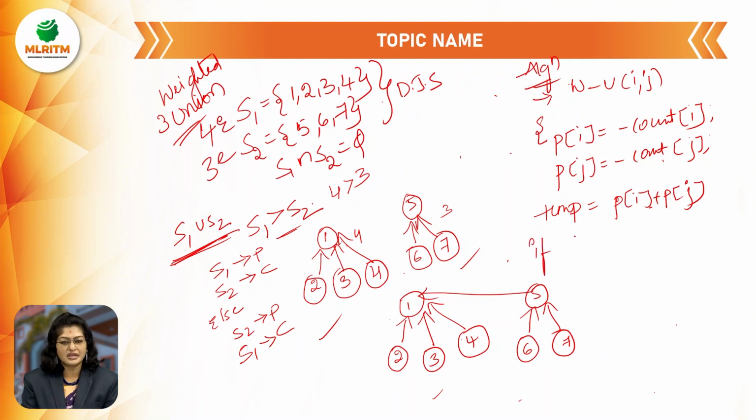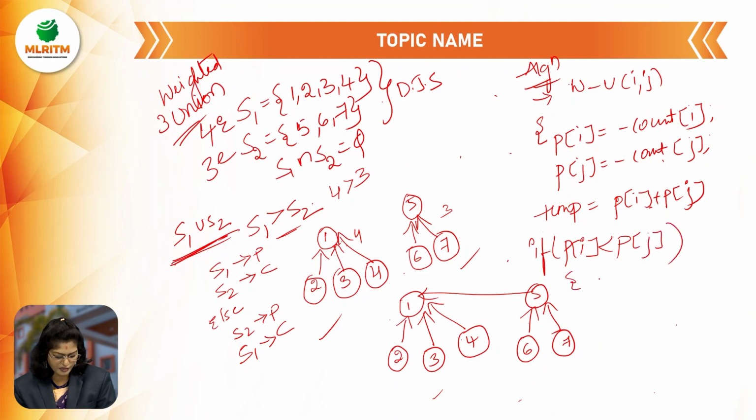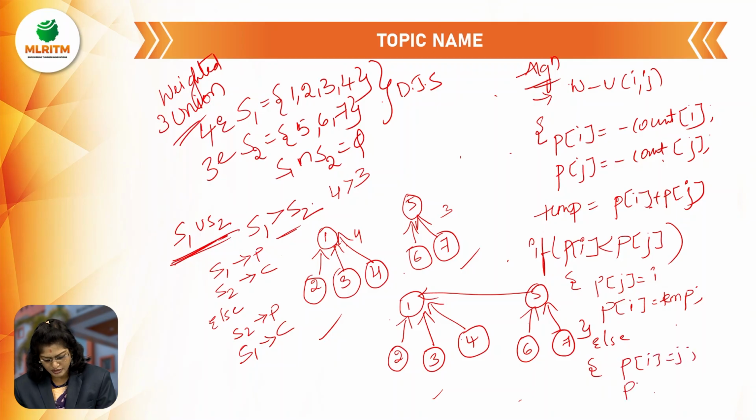Again, whatever we have discussed here, we are writing in the algorithm. If P of i is less than P of j, then open the braces. P of j equals to i, P of i equals to temp. We need to frame it out here. Else, reverse, you need to write P of i equals to j and P of j equals to temp, and close the braces. Alright, this is the short algorithm that we have discussed.